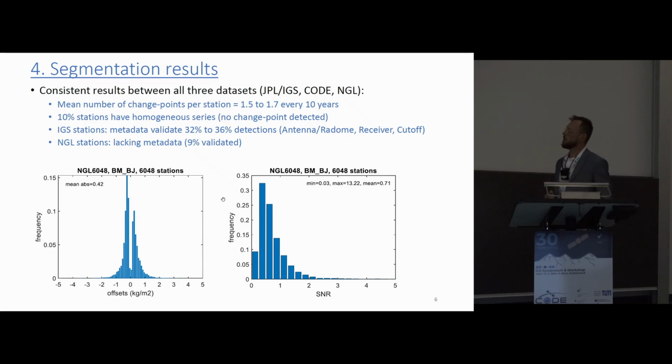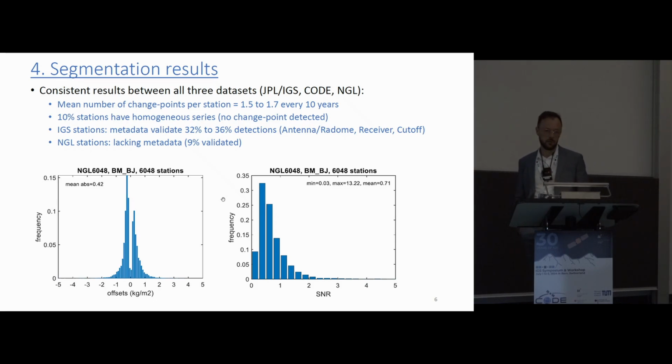So coming to the results, we found very consistent segmentation results from the 3 data sets I mentioned. On average, the number of change points is between 1.5 to 1.7 every 10 years. However, 10% of the stations were homogeneous, so no change point was detected.